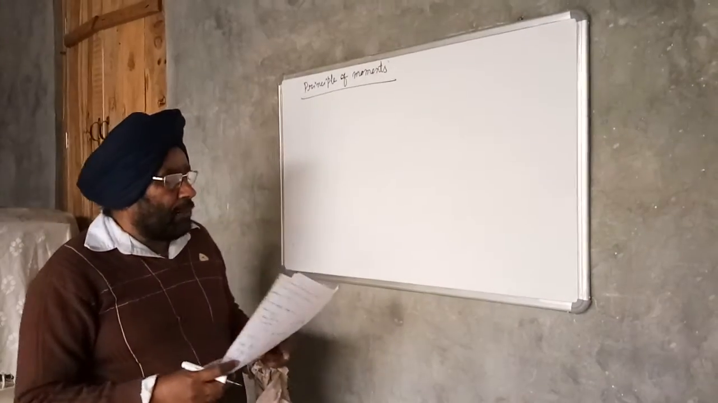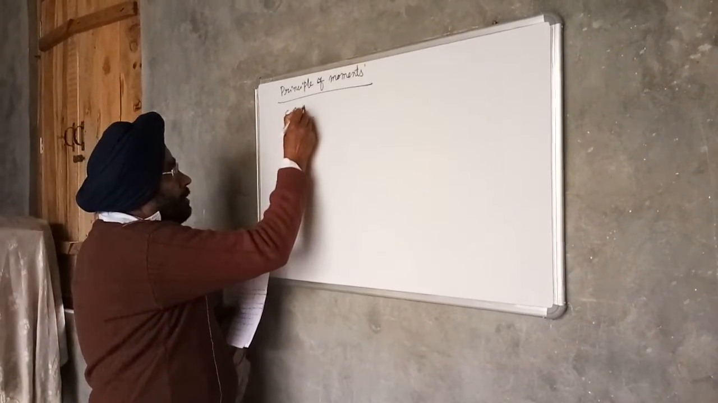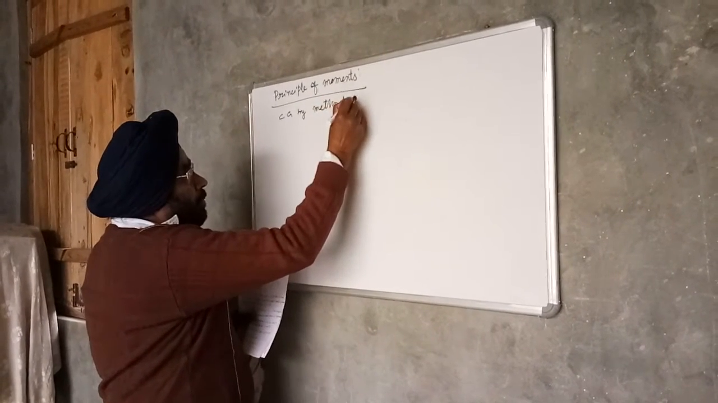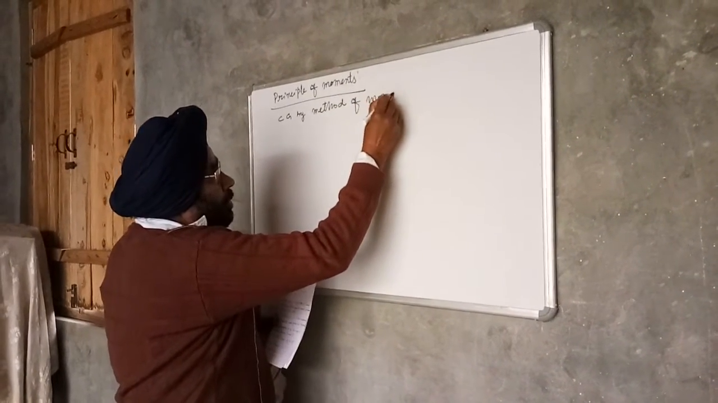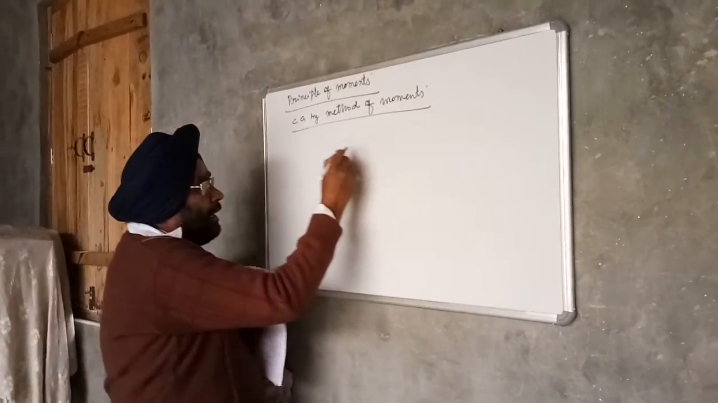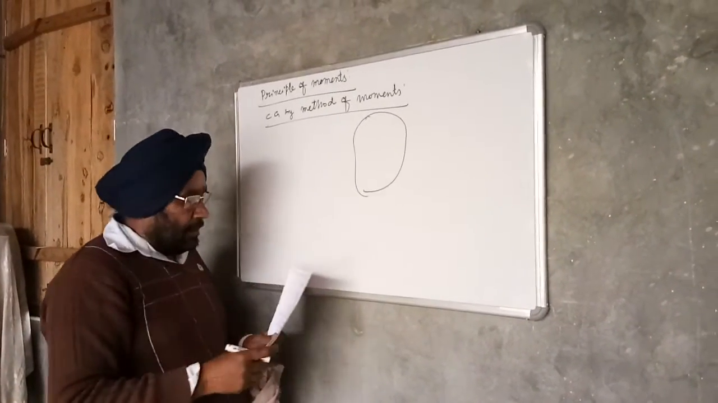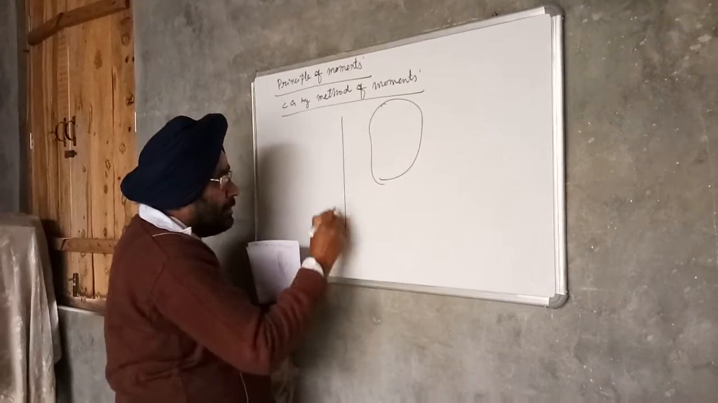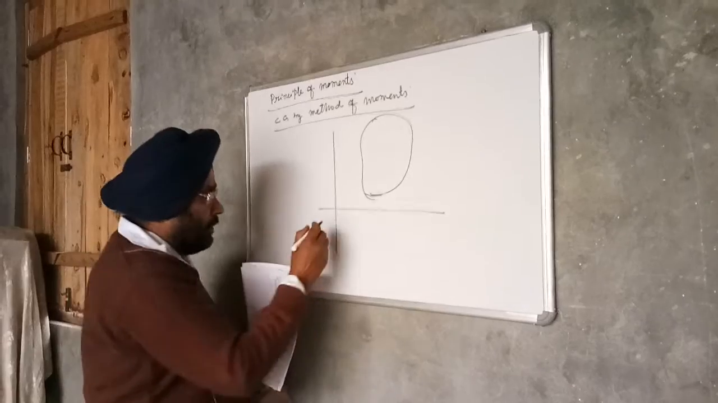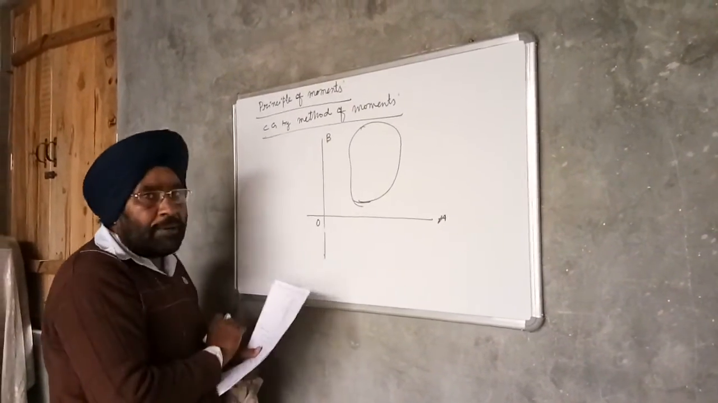Then the center of gravity by the method of moments. Consider an area A. This is the area of the lamina A, and we have to find the CG of this area. Let OA and OB be the reference axes.